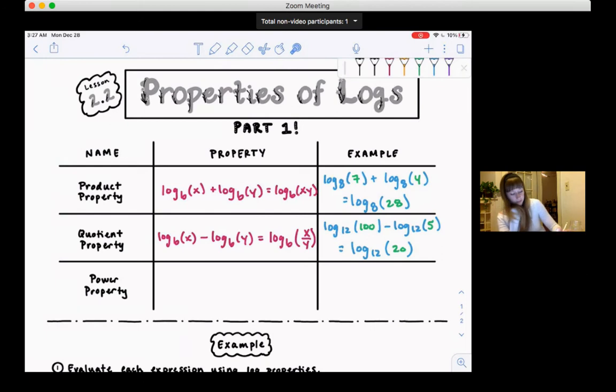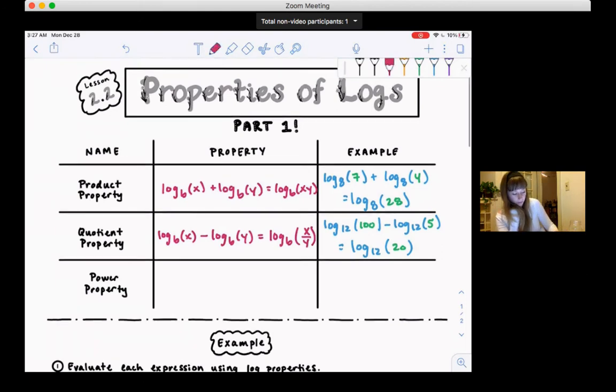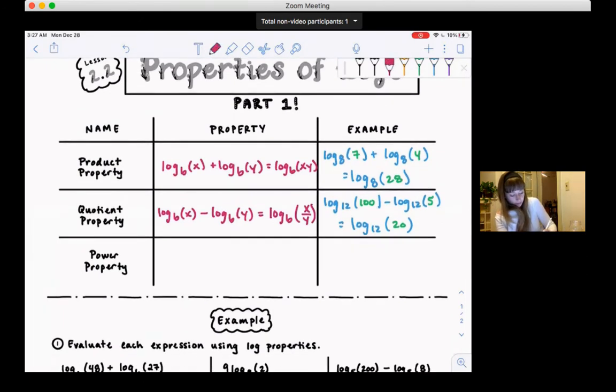Okay, finally, we have a property called the power property. And in this property, let's say we start with a log and we have an exponent inside the log. So log base b of x to the n power all inside the logarithm. The power property says that we can take this exponent inside the logarithm and bring it outside the log. This is actually the same as n times log base b of just x by itself. So an exponent inside is the same as multiplication outside.